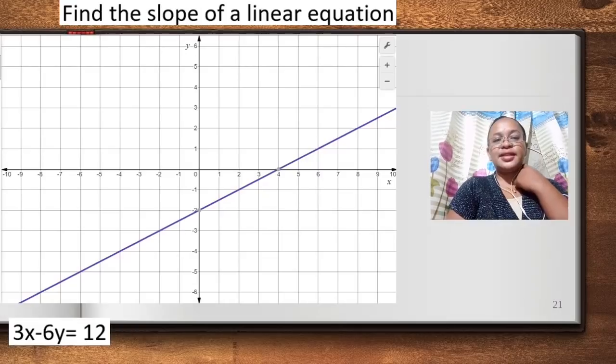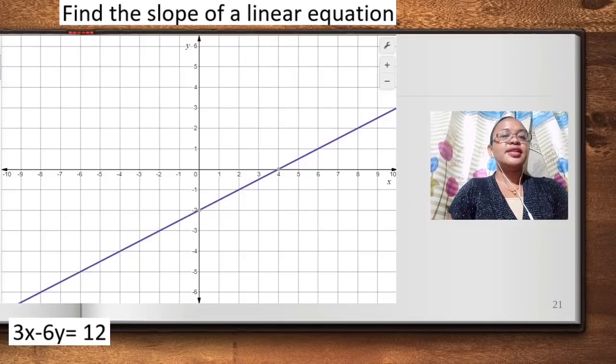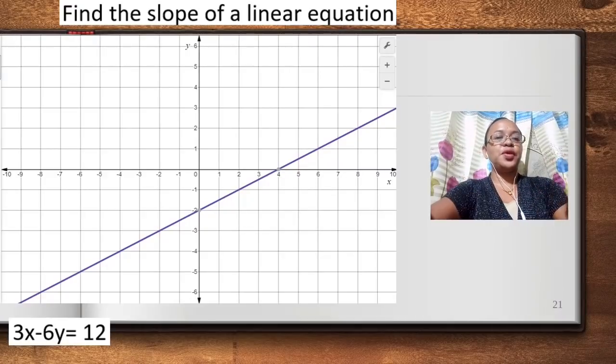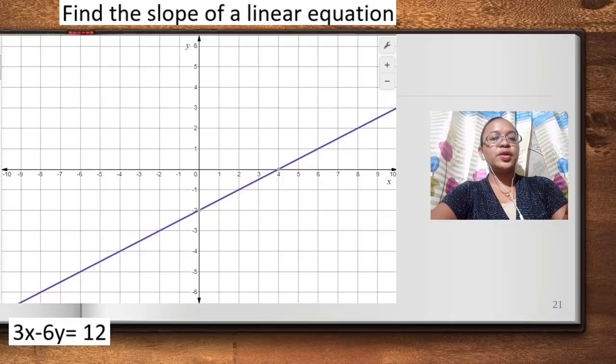So let us have an example. Find the slope of the linear equation. So this is the linear equation that is given. Sometimes you are given a graph, sometimes you are only given the equation. But this time you are given the graph and the equation. When you are given a graph, the first way is you look for a point. Any point will do.